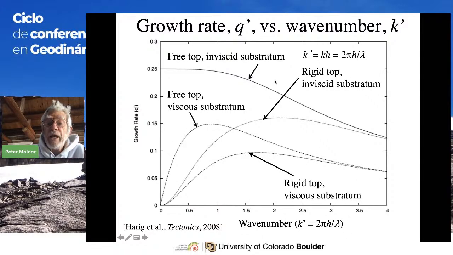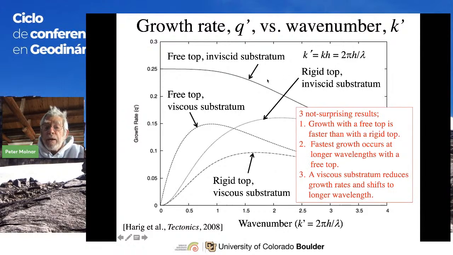Well, if we change the boundary conditions, what I just showed you was a rigid top and an inviscid, no viscosity substratum. And here you can see the maximum is around 2.12. If you let the top be free, so it slides freely and there's no viscosity underneath, not only is growth faster, but also the maximum growth is at infinite wavelength. It goes as fast as it can.